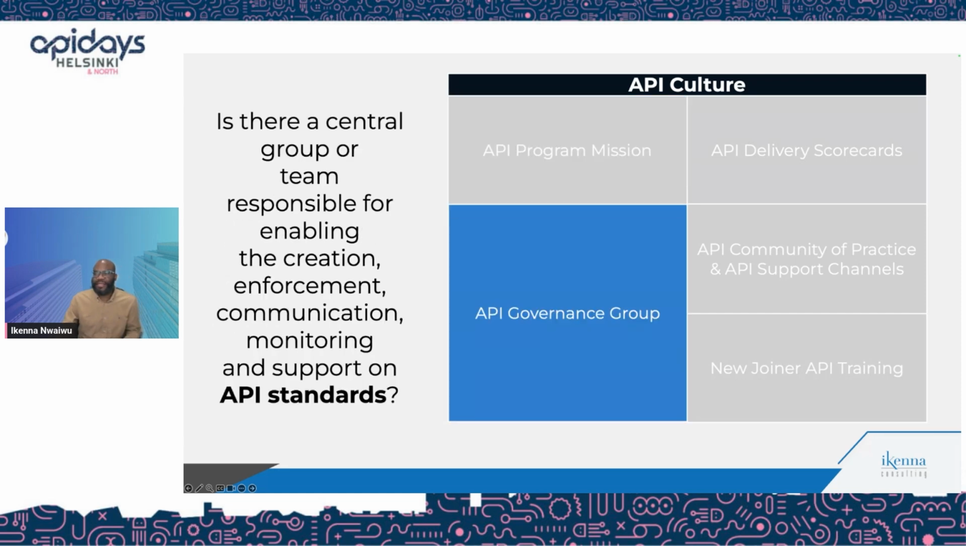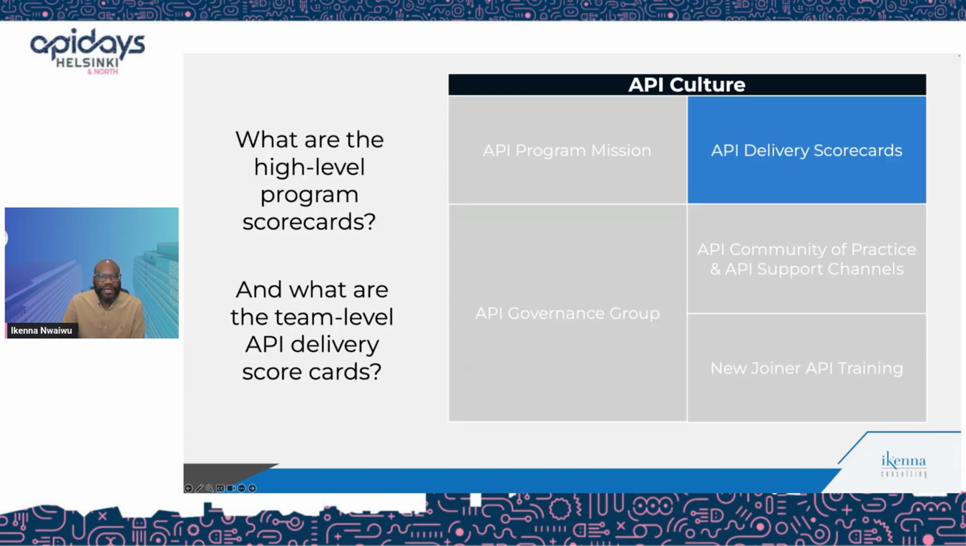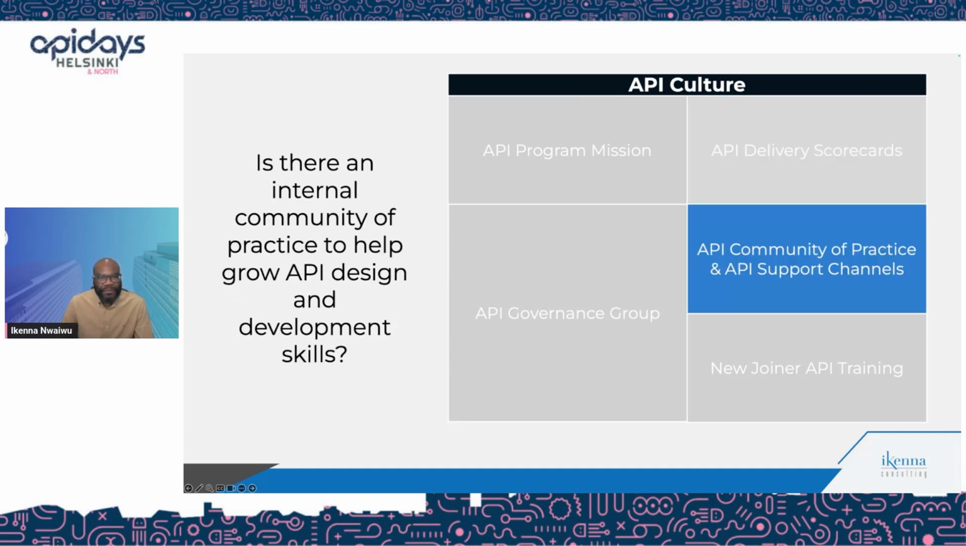The next thing to look at is the API governance group. Is there a central group or team responsible for enabling the creation, enforcement, communication and monitoring of those API standards? Do we have a group that monitors those API standards? We also want to look at API delivery scorecards. What are the high-level API program scorecards? And even at the team level, how are we measuring performance against our API mission?